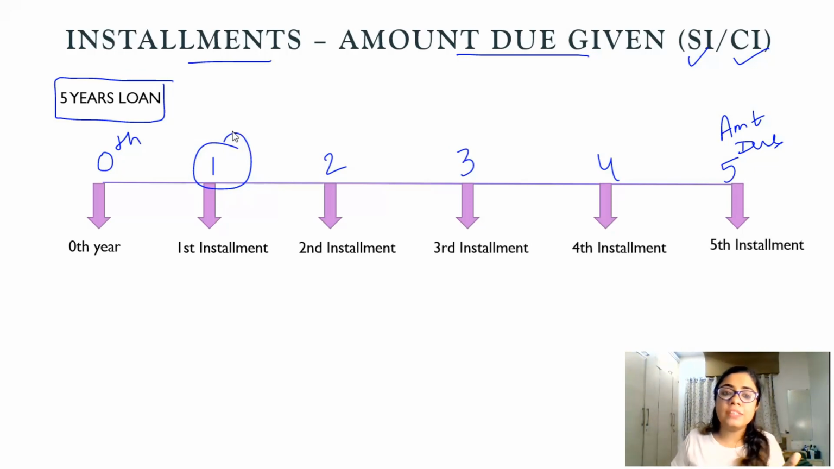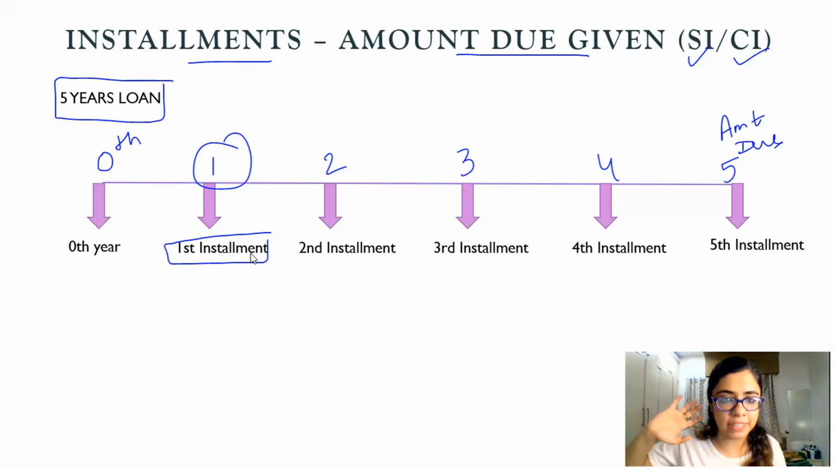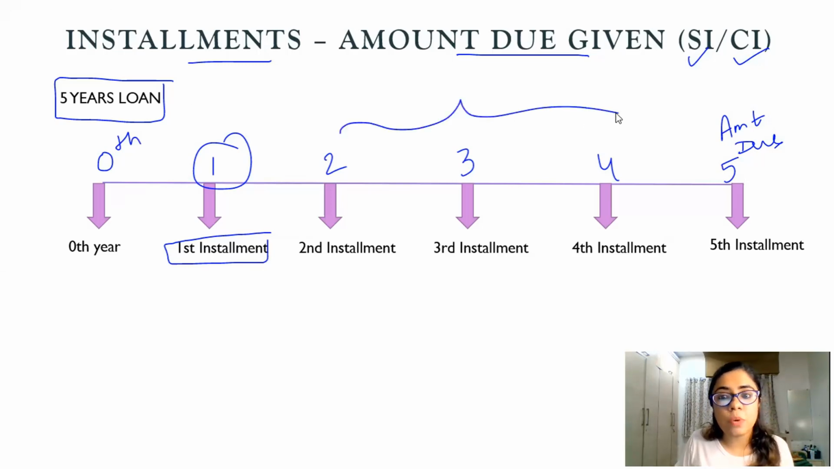But the thing is, because the bank is getting the first installment 4 years earlier, it will generate some interest, and that interest will be given to me. So ideally, what happens is I give the installment at the end of the first year, and that money generates interest for a period of 4 years, because I am paying this first installment 4 years earlier.